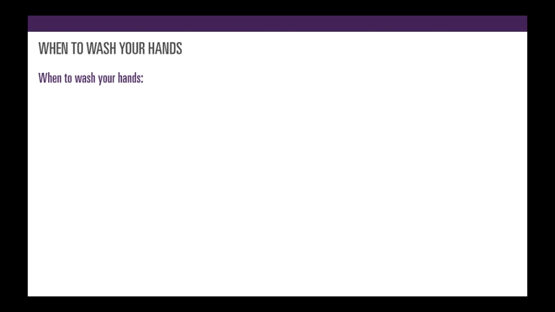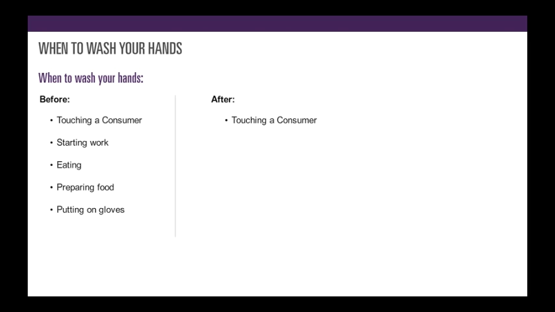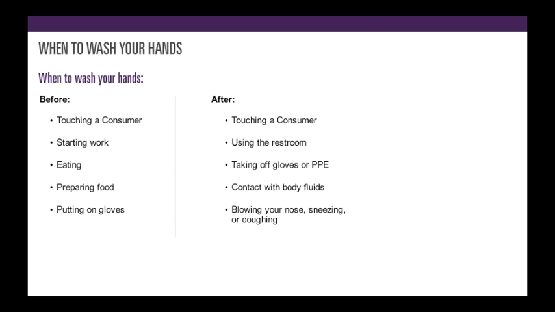To get the most protection, you should wash your hands before and after certain activities. Wash your hands before you touch a consumer, start work, eat, prepare food, or put on gloves. Wash your hands after you touch a consumer, use the restroom, take off gloves or PPE, have contact with body fluids, blow your nose, sneeze or cough, clean, smoke, or touch pets.